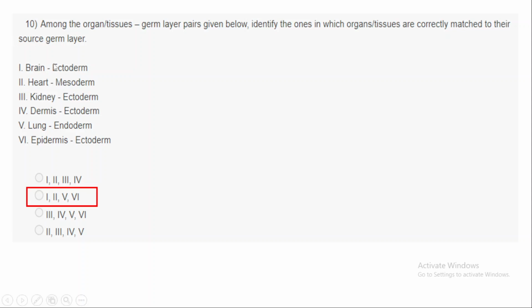Brain is derived from the ectoderm, from the neural ectoderm. Heart from the mesodermal cells. Lung, endoderm, and epidermis from the ectoderm. Yeah, Jay, you are correct. Dermis is from the mesoderm.